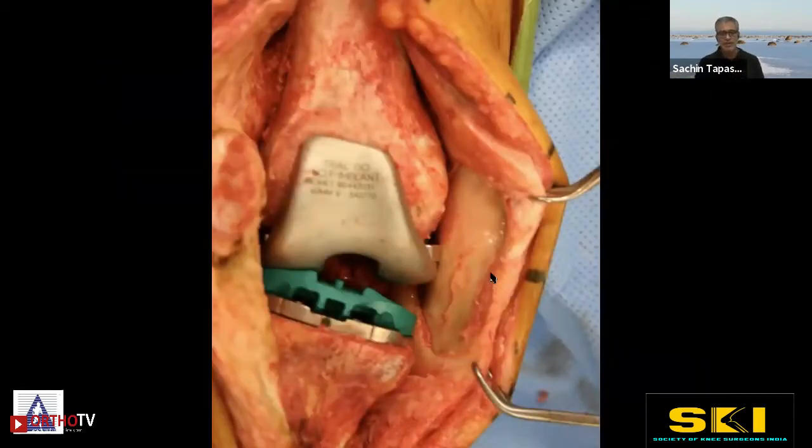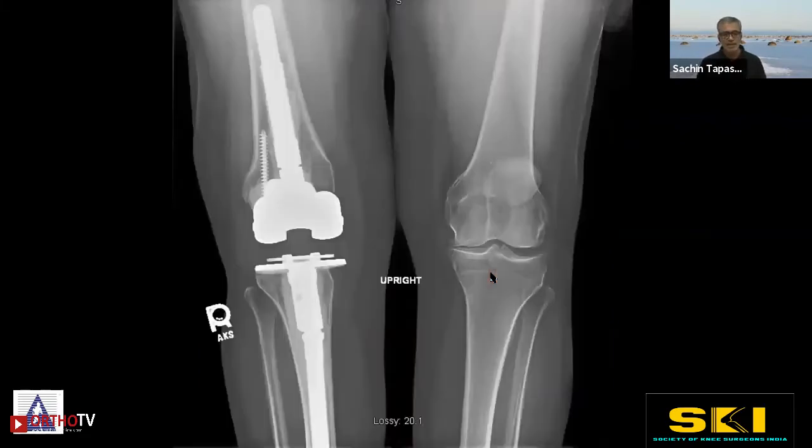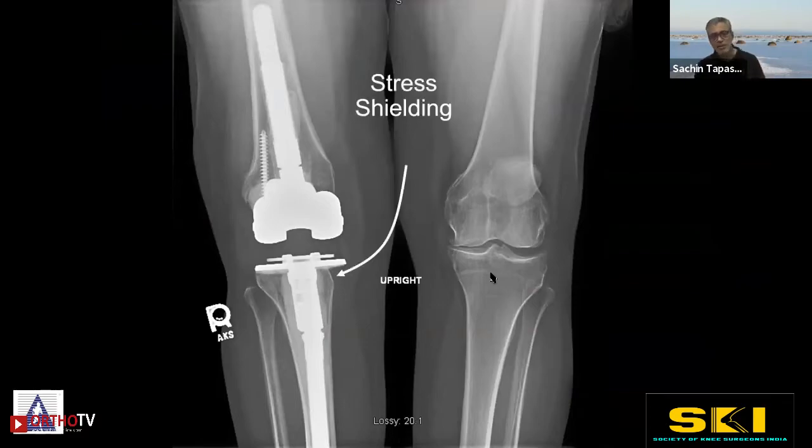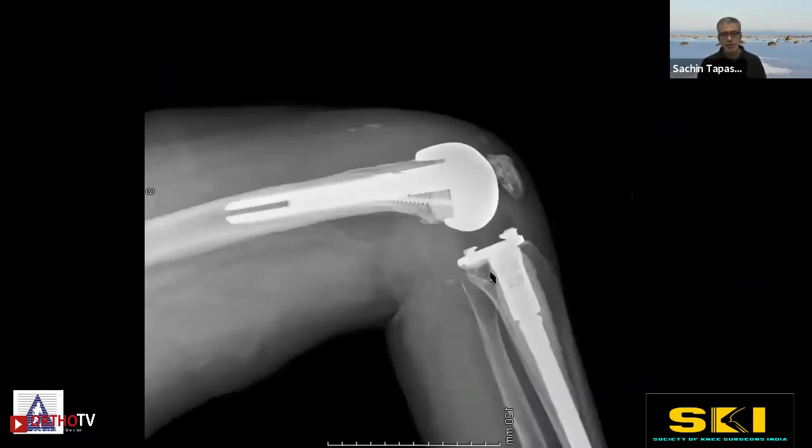The lateral sided structures are definitely lax in this case, and this requires revision with the help of a constrained implant. And this was the final follow-up at the end of 5 years with good flexion and extension.